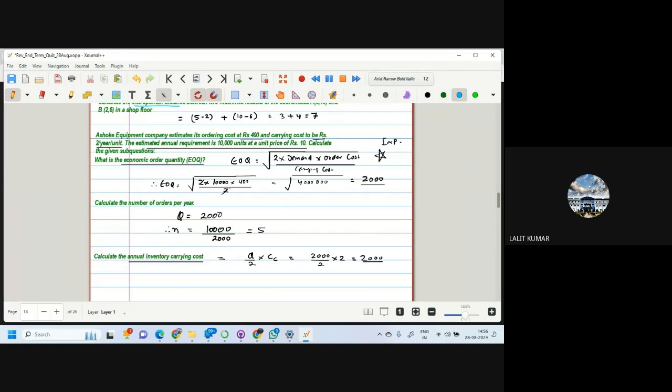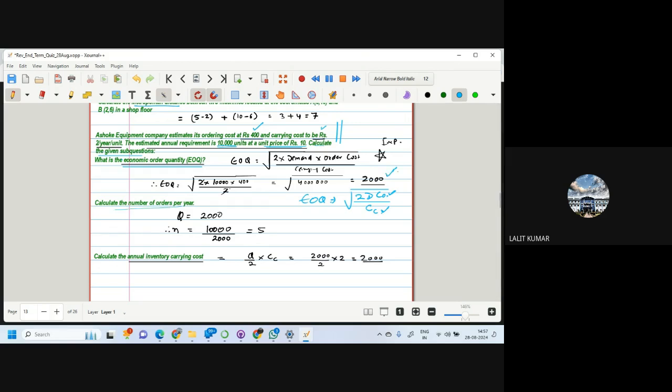Okay, so this next question is the EOQ model. Ashok Equipment Company estimates its ordering cost at rupees 400, carrying cost to be rupees 2 per year per unit. Estimated annual requirement is 10,000. This is demand. At a unit price of rupees 10, calculate the given sub questions. What is the economic order quantity, EOQ? So the EOQ formula is square root of 2DCO by CC, where this is the ordering cost and this is the carrying cost. So you put this in the formula and you get 2,000.